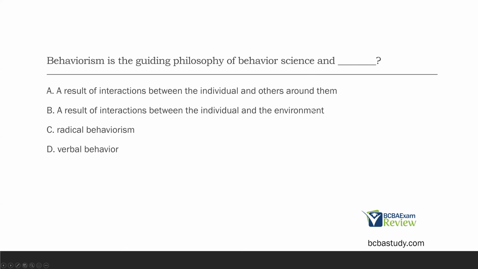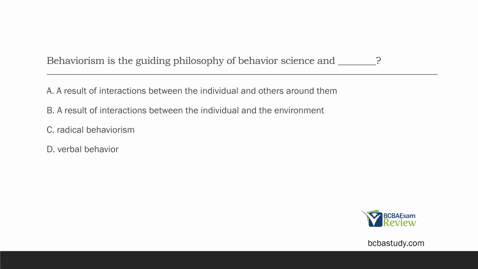What's the difference there? Well, others around them, sure, that's part of the environment, but others around them doesn't include everything in the environment. Think about automatic behavior. Automatic behavior has nothing to do with the social environment. B is just a much better answer. C, radical behaviorism is a type of behaviorism, but that does not complete a sentence. Neither does verbal behavior.